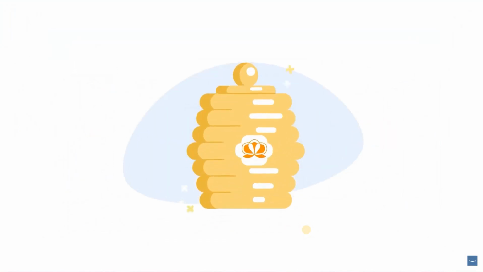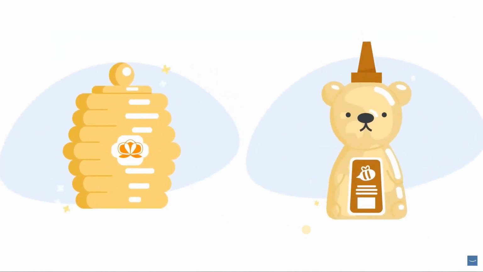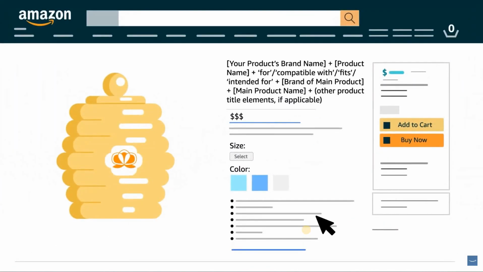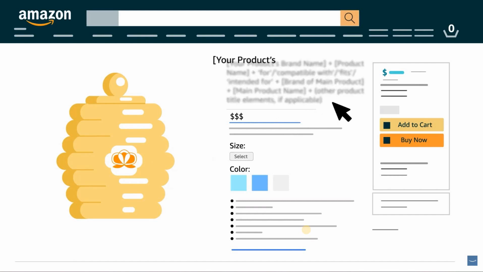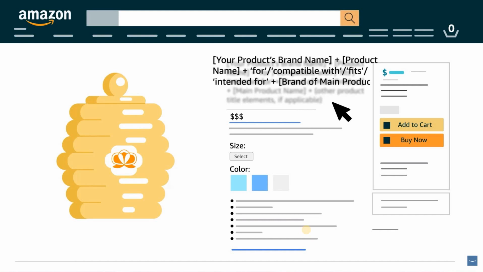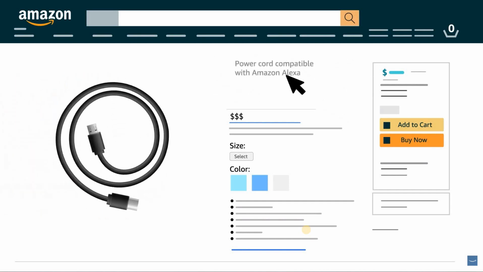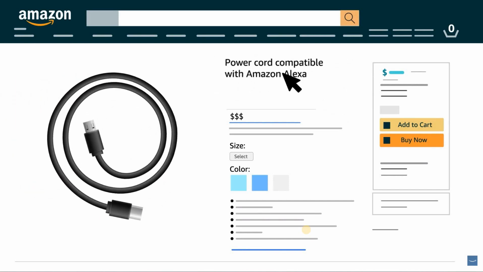6. If you want to indicate the compatibility of your product with a product of a different brand, in the product title use the following title format for branded compatible products: your product's brand name plus product name plus for, compatible with, fits, or intended for plus brand of main product plus main product name plus other product title elements if applicable. For example, brand name power cord compatible with Amazon Alexa.